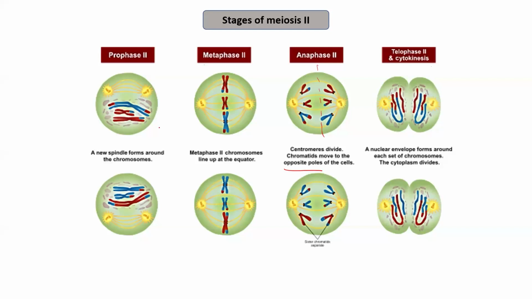So in prophase 2, a new spindle forms around the chromosomes, as we can see. And in metaphase 2, these two are the results of meiosis 1. This is happening in both the cells. A new spindle forms around the chromosomes, and in metaphase 2, these chromosomes get aligned at the equator, and in anaphase 2, the sister chromatids get separated from each other, moving towards the opposite poles. In telophase 2 and cytokinesis, finally a nuclear envelope forms around each set of chromosomes, and the cytoplasm divides, resulting in 4 haploid cells.